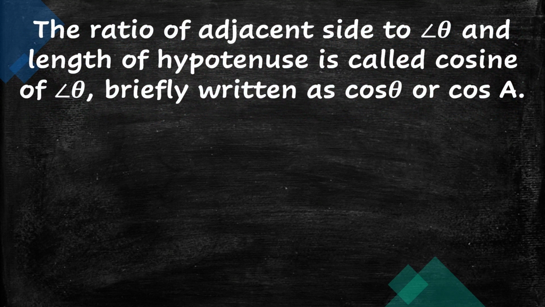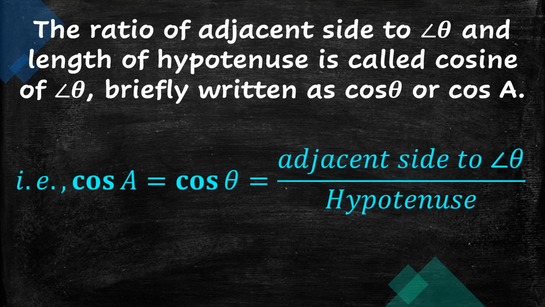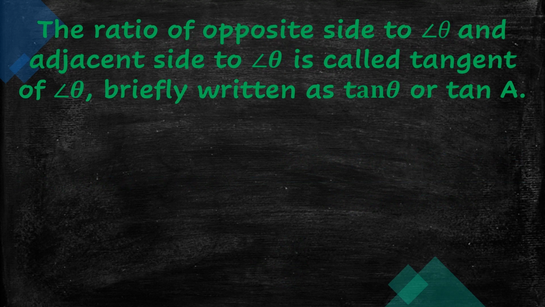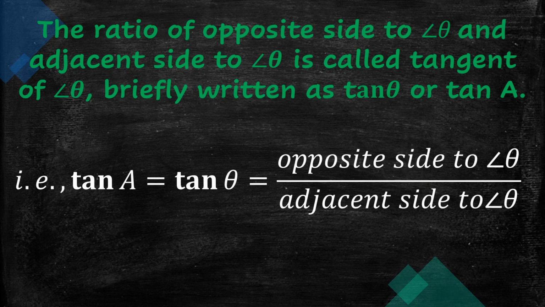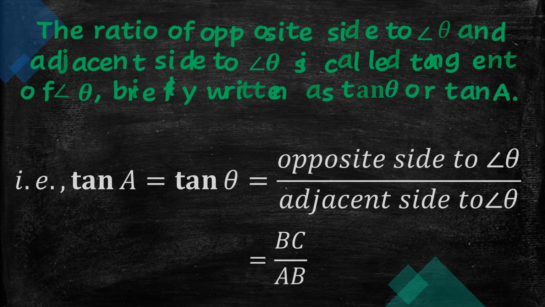Second one, the ratio of the adjacent side to angle theta and the length of the hypotenuse is called cosine of angle theta, briefly written as cos theta or cos A. Cos A equals cos theta equals adjacent side to angle theta by hypotenuse. From the figure, that is equal to AB by AC. Third one, tan theta. The ratio of the opposite side to angle theta and the adjacent side to angle theta is called tangent of angle theta, briefly written as tan theta or tan A. Tan A equals tan theta equals opposite side to angle theta by adjacent side to angle theta, that is equal to BC by AB.